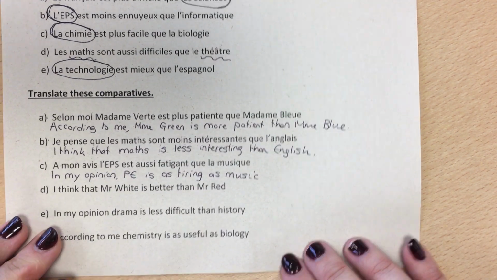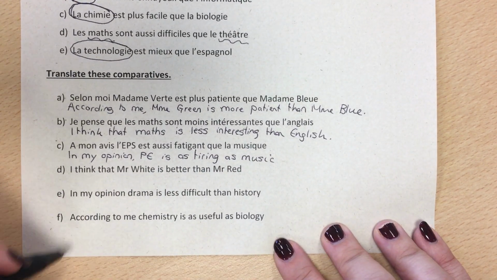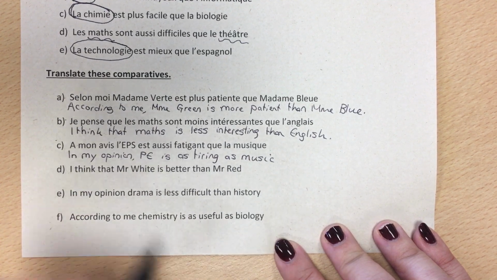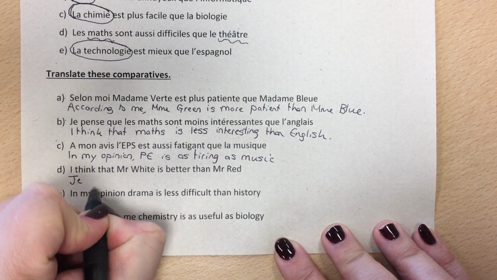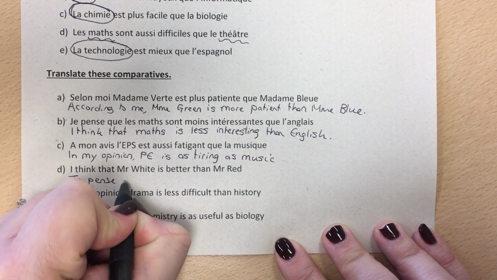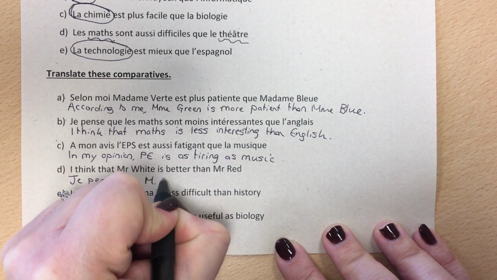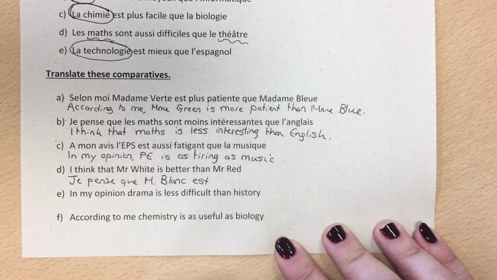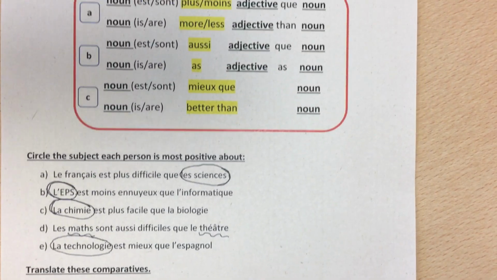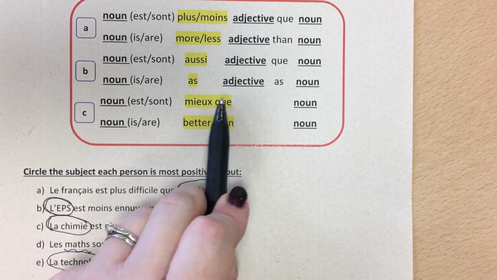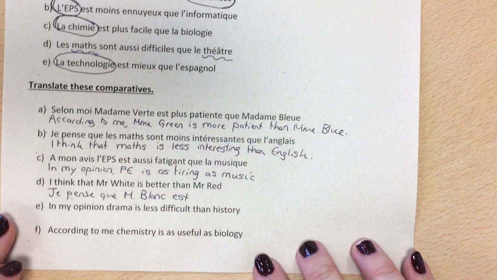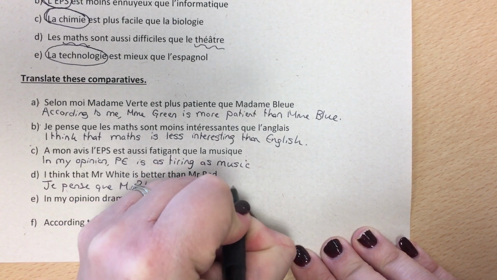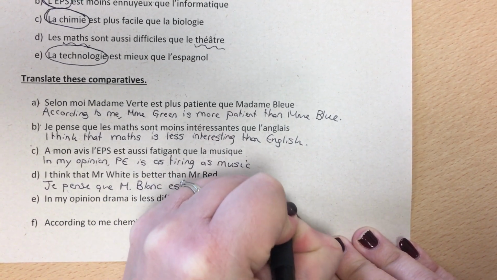Oh, they've changed now. They're all in English, so we're going to need to be able to use our French. I think that. We've seen that before in a previous example, so we can reuse that there. Je pense que Monsieur Blanc, Mr. White, is better. We'd better go back to our grid and just check on that one. What was better than? Mieux que. Brilliant. Okay, let's get that in then. Monsieur Blanc est mieux que Mr. Red, Monsieur Rouge.